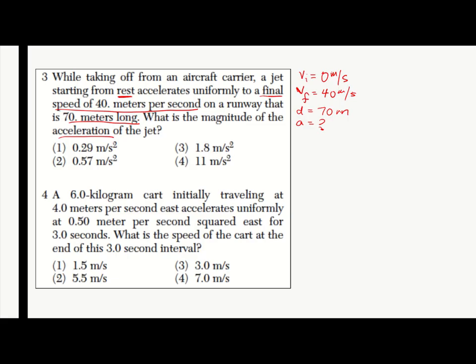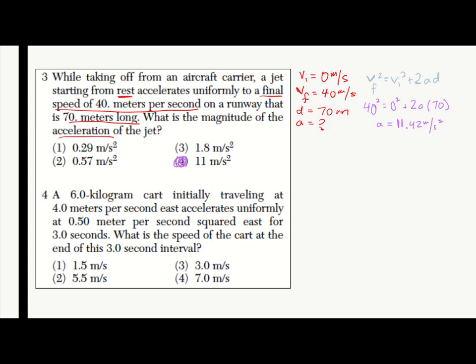So these are the given values, and we need to figure out our equation. This is on your reference table in the back section, mechanics. I'm going to use this equation: VF squared equals VI squared plus 2ad. That doesn't really show up well, so I'm going to use a darker color. Okay, let's use purple. So we plug in 40 squared equals 0 squared plus 2a times 70. I'll pause in there so you can calculate. You get that acceleration is equal to 11.42 meters per second squared if you calculate it right, and you should get choice 4 as your answer.